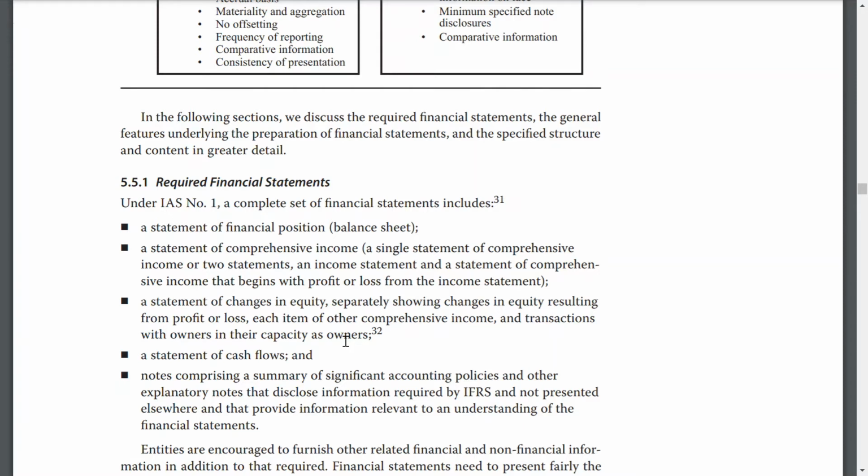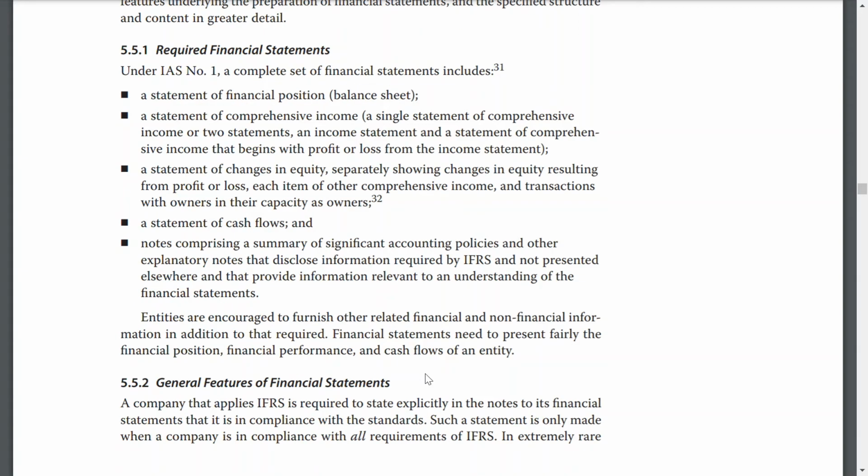A statement of cash flows, and notes comprising a summary of significant accounting policies and other explanatory notes that disclose information required by IFRS not presented elsewhere and that provide information relevant to the understanding of the financial statements. Entities are encouraged to furnish other related financial and non-financial information in addition to these requirements. Financial statements need to present fairly the financial position, financial performance, and cash flows of an entity.